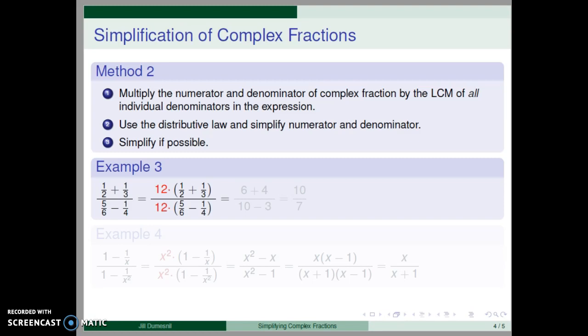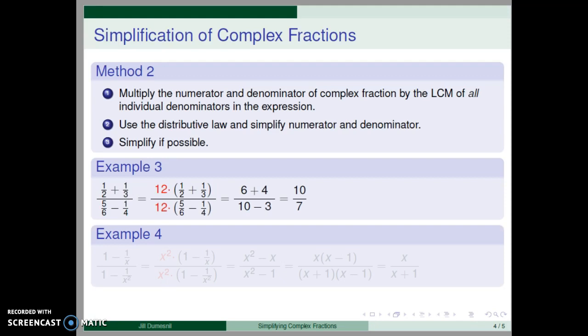When I distribute the 12 in the numerator, I get 6 plus 4. And distribution in the denominator yields 10 minus 3. Combining 6 and 4 gives me 10 in the numerator, and subtracting 10 and 3 gives me 7 in the denominator. Notice this is the same final result we got with the original method. Which method is best is a matter of individual preference.